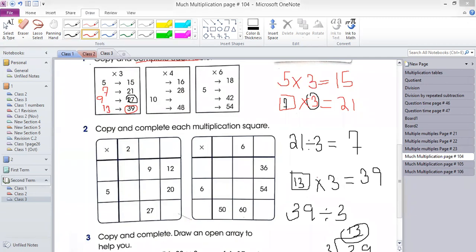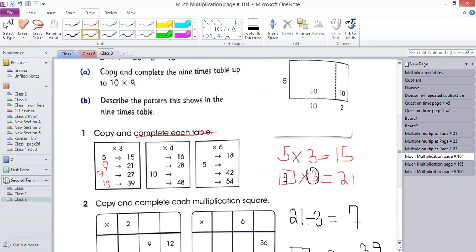Clear, guys? Yes, sir. Very good. Guys, this is very easy. You just have to use multiplication and division concept. 5 by 3, 15, 7 by 3, 21, 9 by 3, 27, 13 by 3, 39. All are correct. Now, come to the second table, guys.